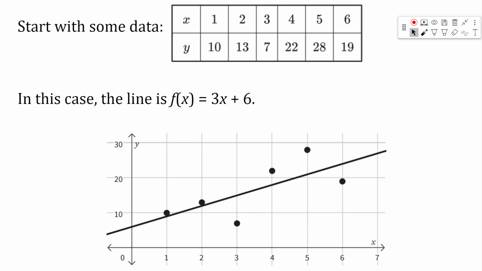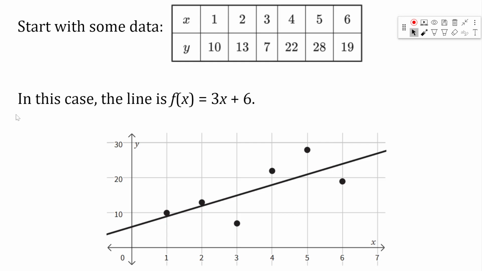When we have residuals, we have a set of data, like we do with this table. We then have a scatter plot with its regression line, or line of fit. In this case, the equation of the regression line is f of x equals 3x plus 6.